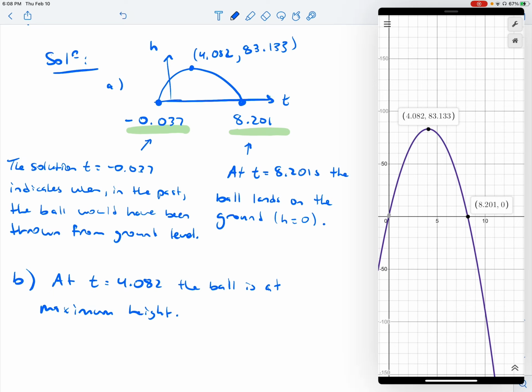Another way, if we couldn't get this point on a graph, is that we could calculate the axis of symmetry because we know that's where the maximum occurs. So we could just find the average of these two values. And notice 4.082 looks like the average between those two numbers.